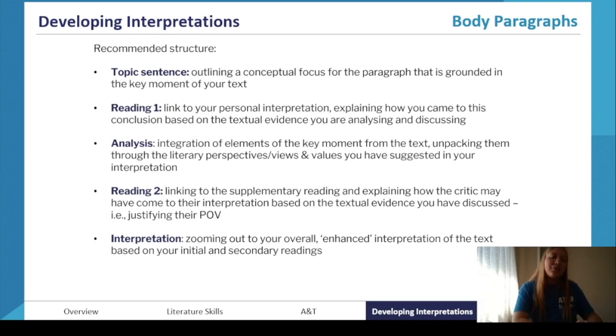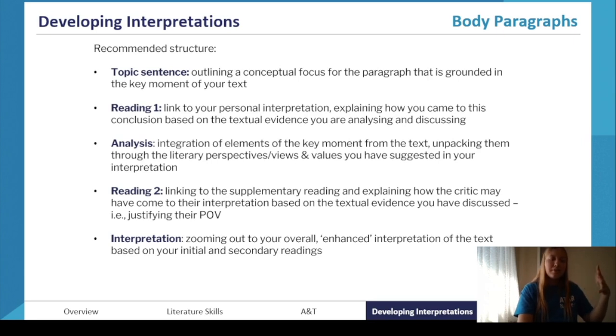But yes, so we incorporate our interpretation first and analyze that. We discuss it using evidence from the key moment of the text we've been given. All of this has to relate to the prompt, and we refer our analysis back to views and values, sort of zooming out, and optionally literary perspectives. Then we will link in the supplementary reading and explain how the critic or the author may have come to their own interpretation based on the textual evidence we have discussed, so justifying their point of view.